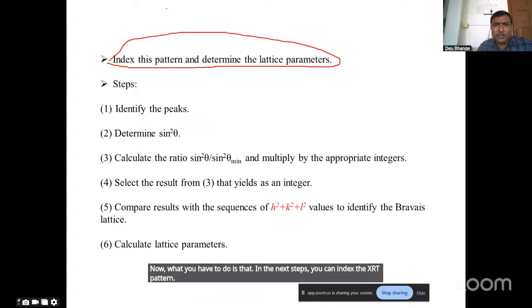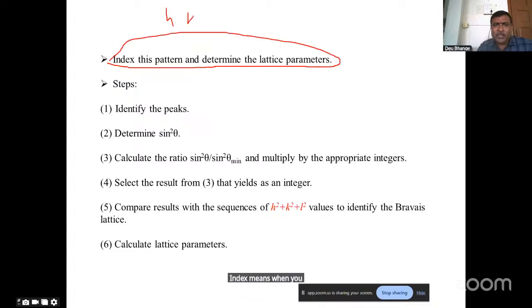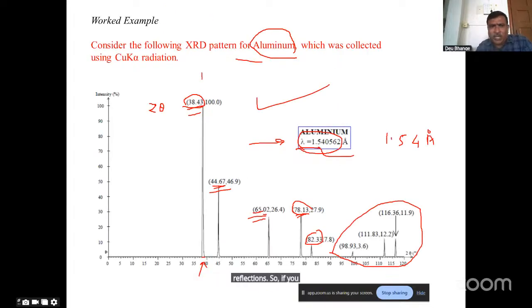Index means when you assign HKL values to these reflections. So if you write this as 1, 1, 1 or 1, 0, 0, if you assign these HKL values to this peak, this procedure is called indexing. Indexing can be made in two ways.